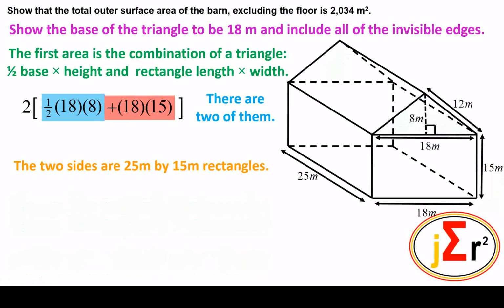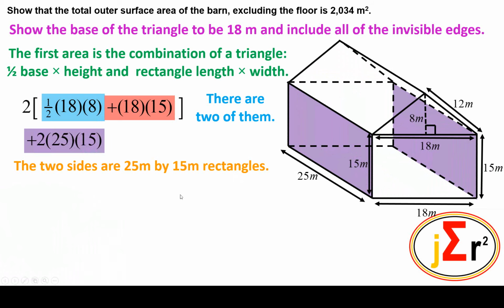The two sides are 25 meters by 15 meters rectangles. So this is one side, and then the other right there. One is always staring us in the face, and then the other one is a little bit obscured. No difficulty. We will highlight both of them. So 25 by 15, and we have a replica right there. So two of them, 2 times 25 by 15. What else do we have?